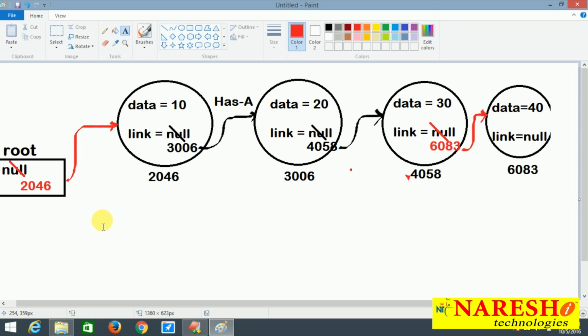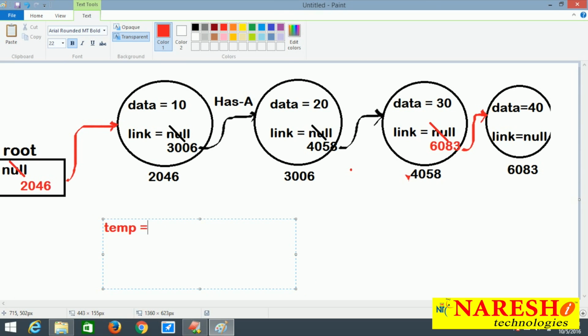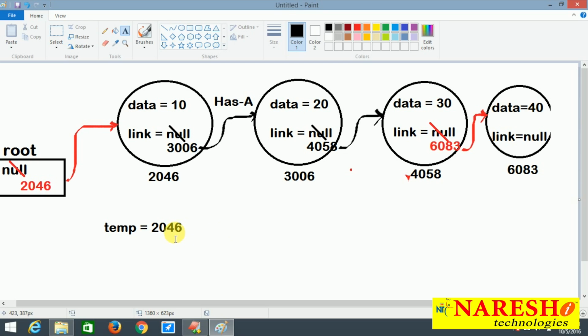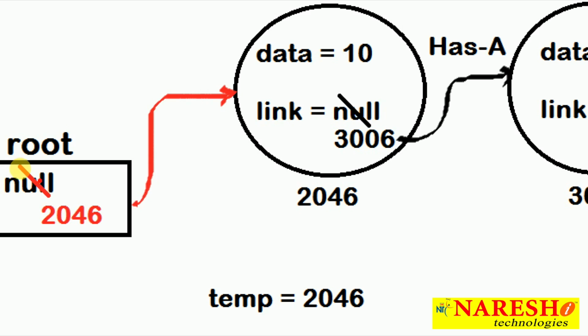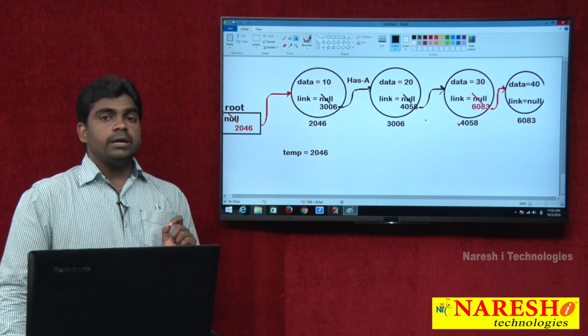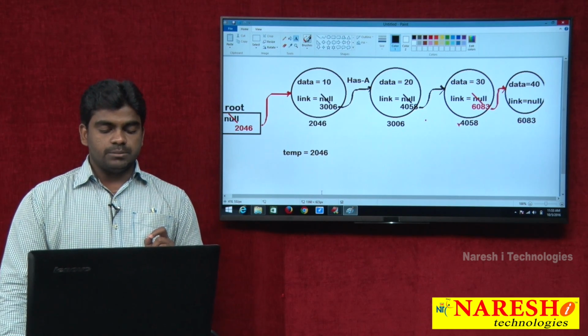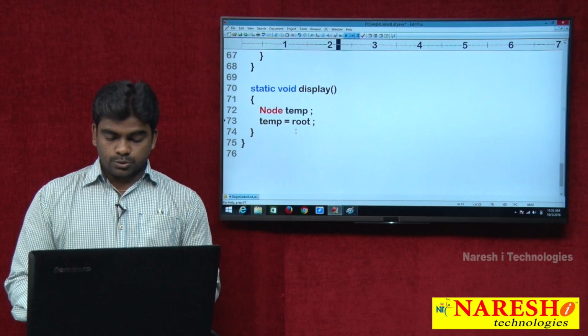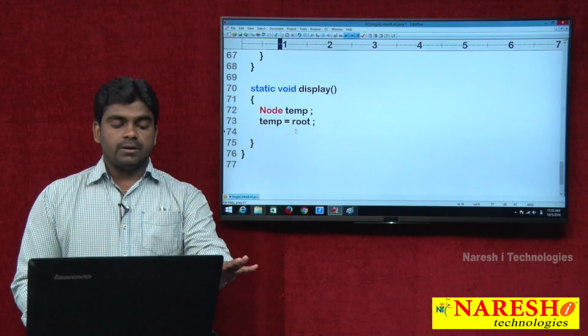Now we are creating a temporary variable. Into the temp we are storing the root value, initially 2046. Root value is 2046 because root is pointing to some node. Suppose root is not pointing to any node, then root value is null. What does that mean? Root is not pointing to any other node, nothing but the list is empty. List is empty.